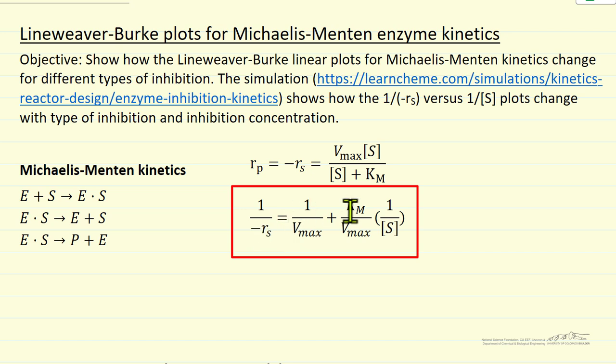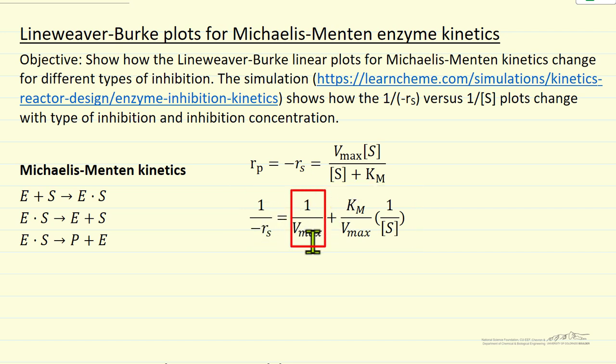So the inverse, we can see, is a straight line. Here's the intercept, and then the slope is Km over Vmax. Km is a constant related to the dissociation in the first two reactions, and Vmax is the maximum rate we can get.